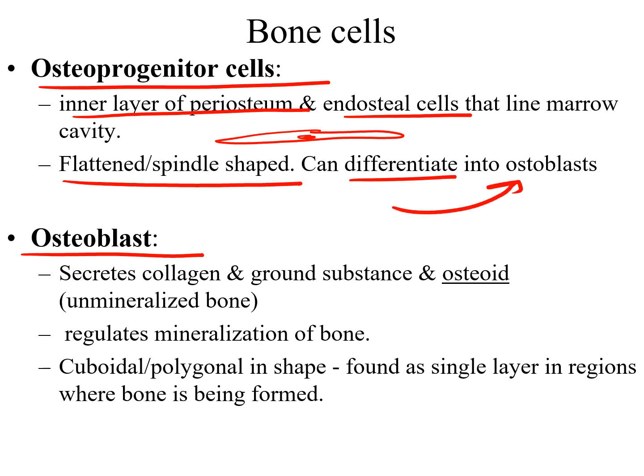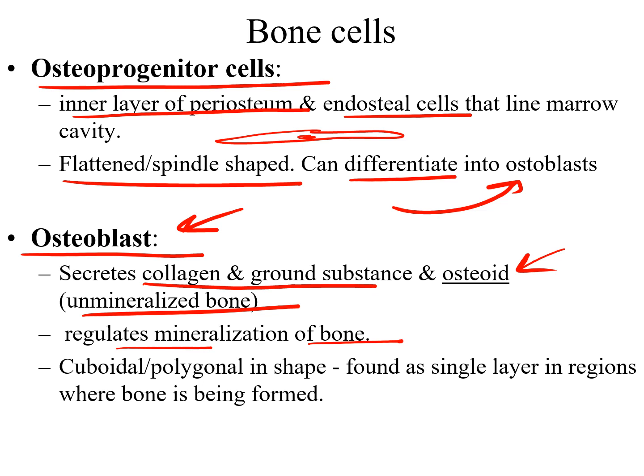Once differentiated into the osteoblast, the cell will be an active cell, which is responsible for the secretion of the collagen and the ground substance. Before the ossification and mineralization of this matrix, we call it the osteoid, which is the unmineralized bone. Usually the osteoblast plays a role in the mineralization of the bone. Usually the shape is cuboidal to polygonal. So to differentiate between the osteoprogenitor and the osteoblast, the cells that are flat are the osteoprogenitor. The cells that are cuboidal or polyhedral will be the osteoblast.